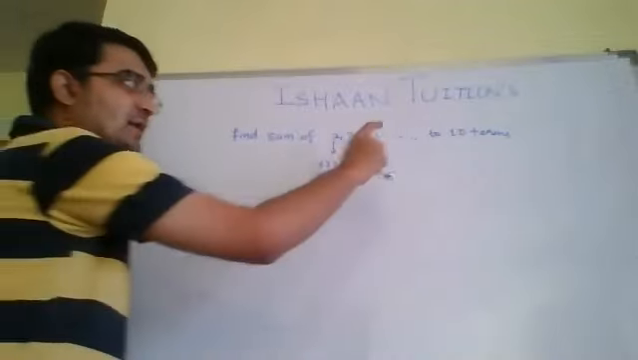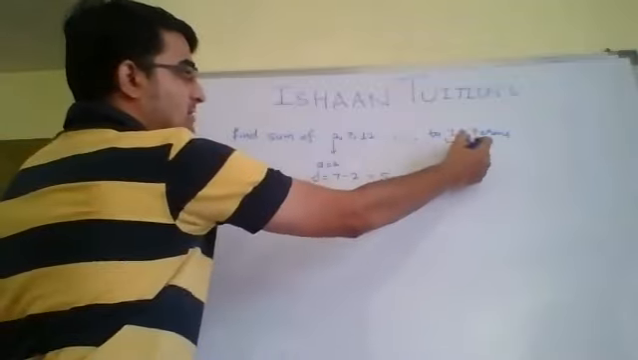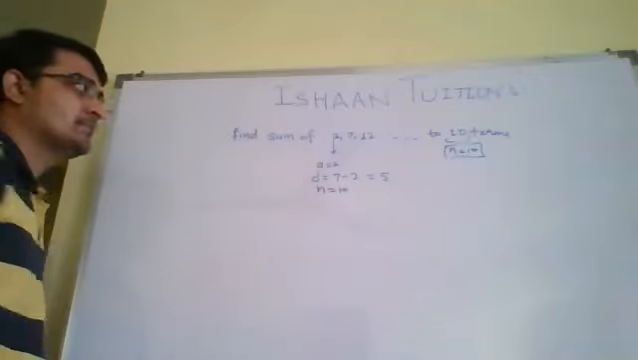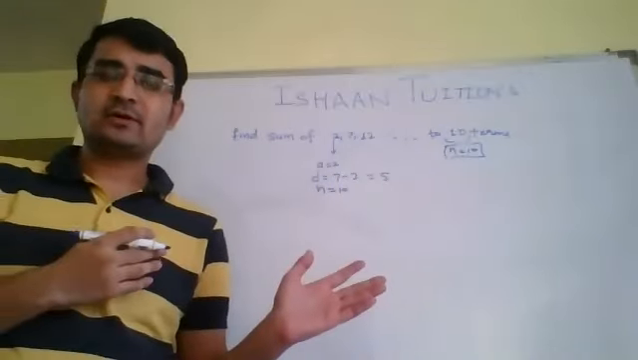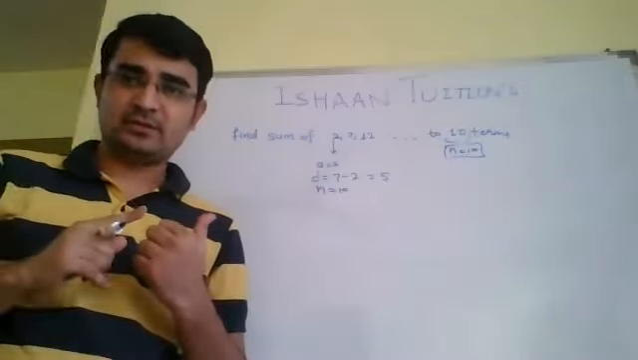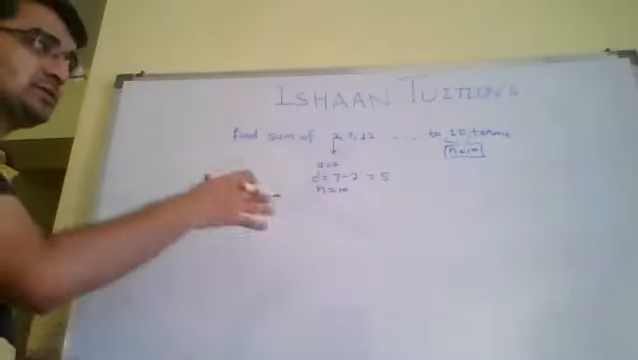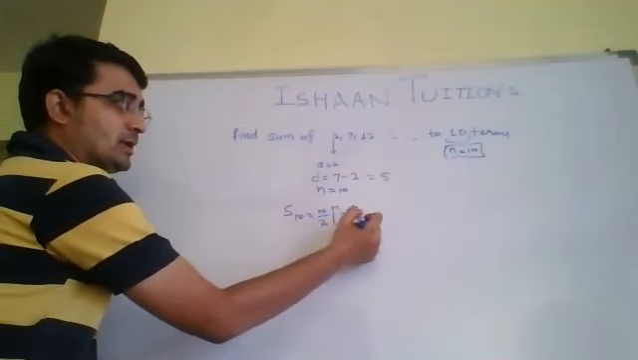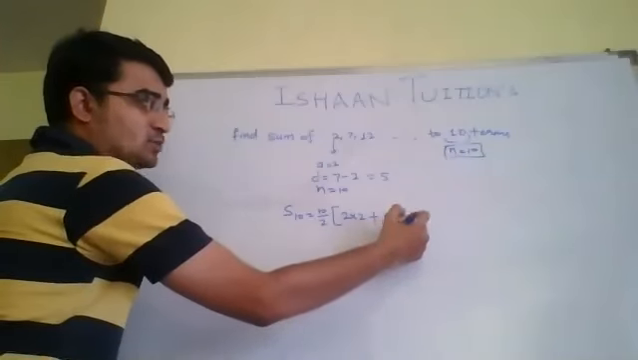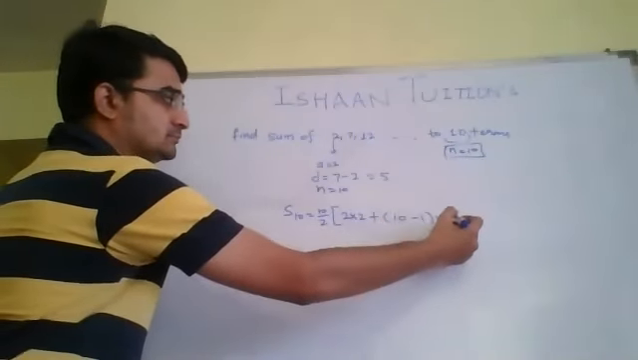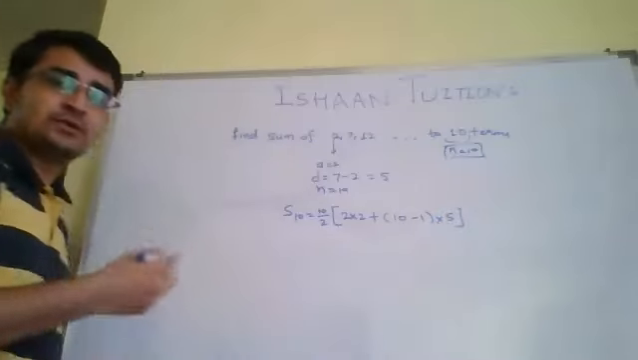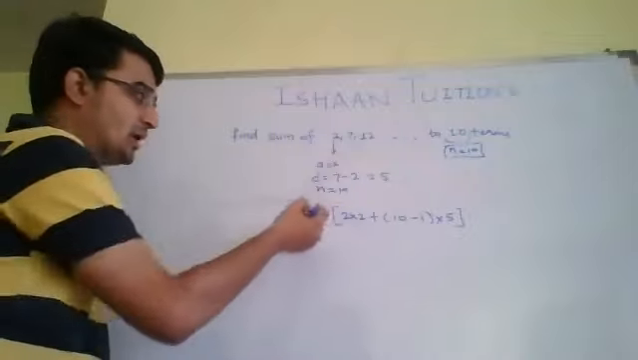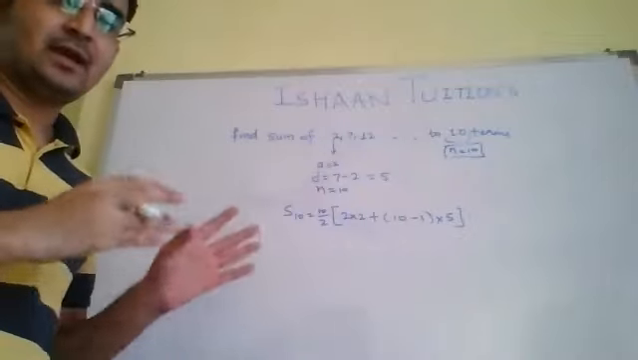Then we have to find the sum till 10 terms, so n is equal to 10. The number of terms is equal to 10. Now that's it, we have all the things. We don't have the last term, so we'll use the first formula. Now let's apply these things in the first formula. So sum of 10 terms is equal to n by 2 into (2a plus (n minus 1) into d). You need to learn the formula, so I'll just write down the formula. I just put in the values of a, n, and d here.